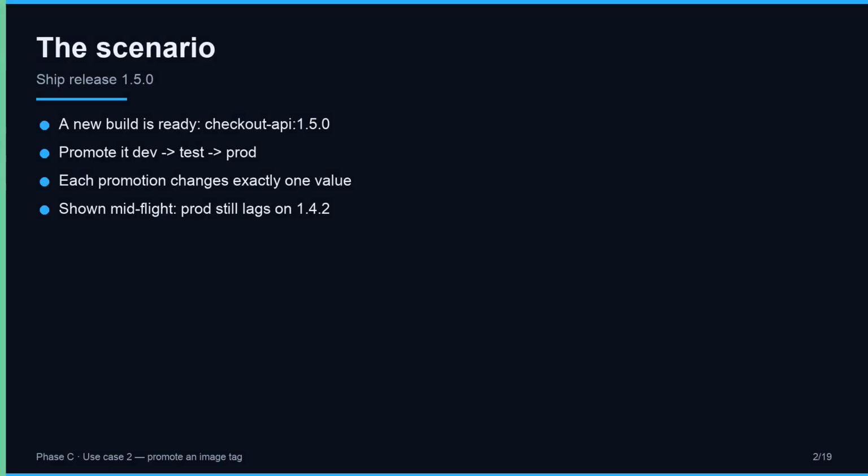Here is the scenario. A new build is ready, check out API version 1.5.0. We promote it through dev, then test, then prod. Crucially, each promotion changes exactly one value, the image tag. We will look at it mid-flight. Dev and test already run the new release, while prod still lags on the previous good one, waiting for sign-off.